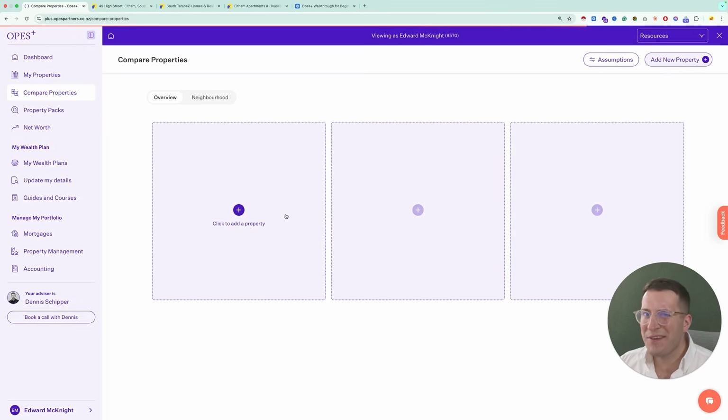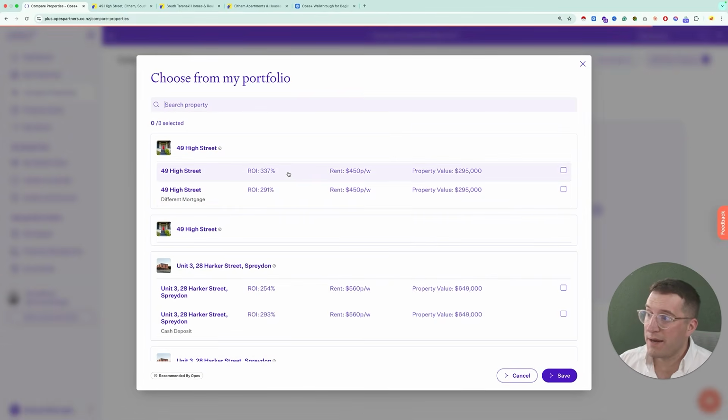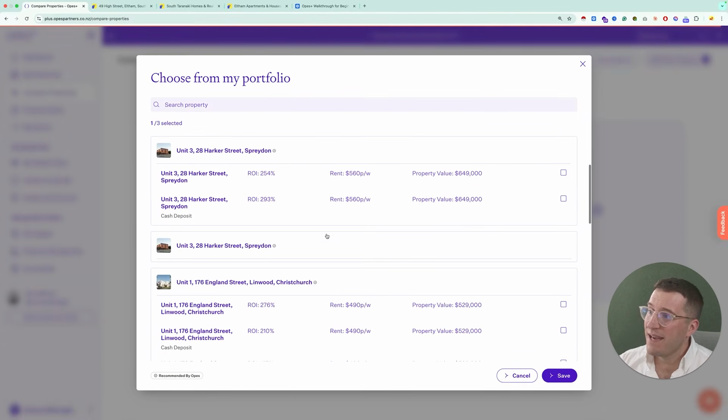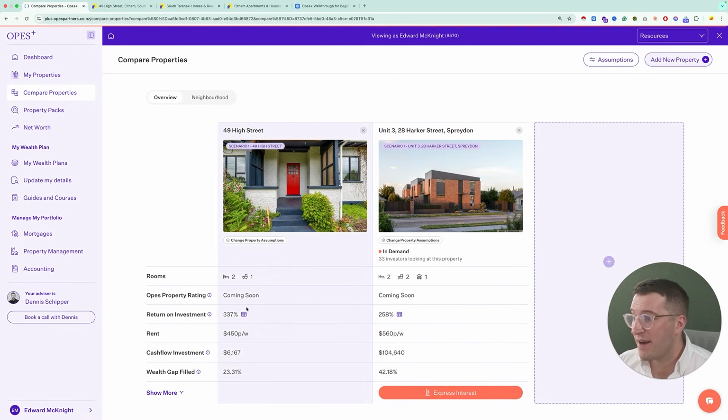And then the other thing you can do as a property investor before you go ahead and purchase a property is compare that to maybe some others that you are looking at. You can put them side by side, compare the relative return on investment, the rent, and also stats around how that property could perform in the future.